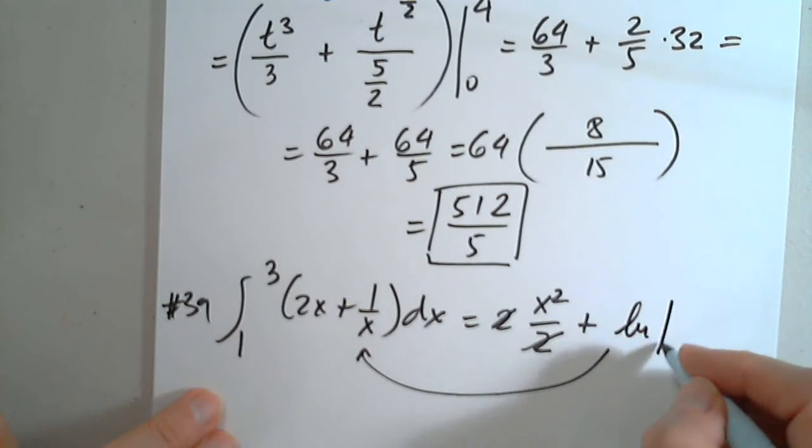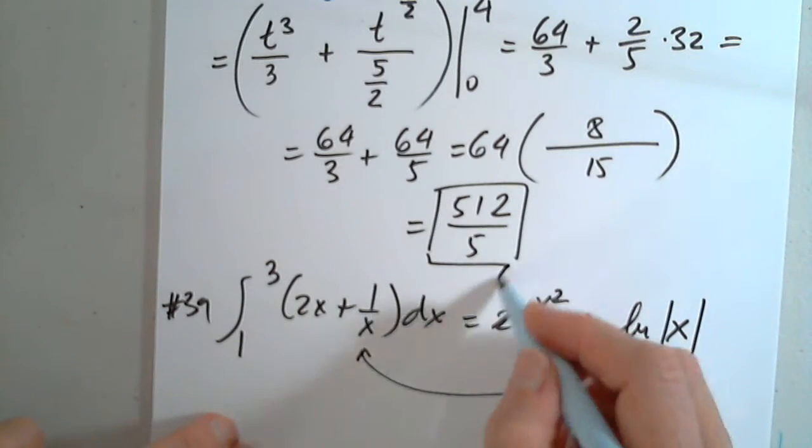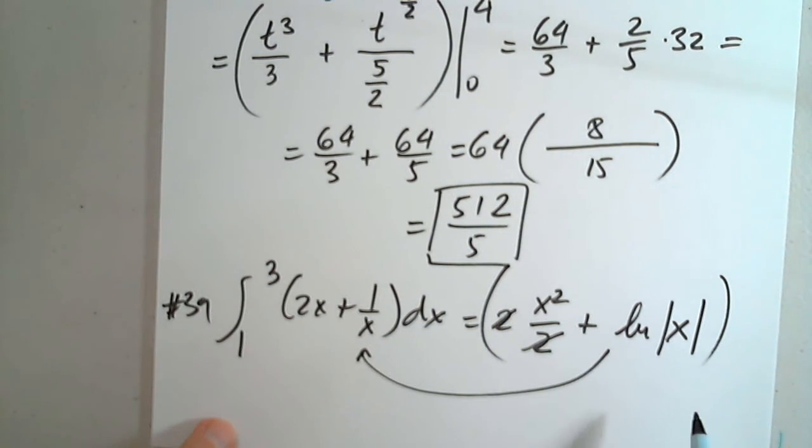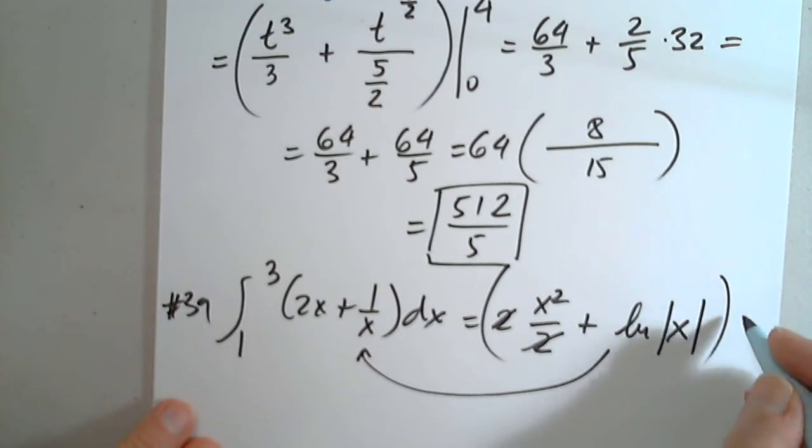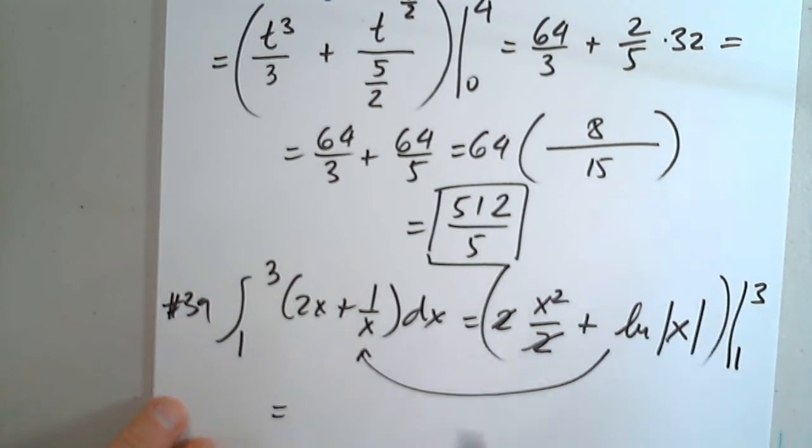Natural log of x. Very good, of the absolute value of x. Awesome. Always remember the absolute value. You can say there is no need because these numbers are positive. I agree. I will remove it. I completely agree with that.